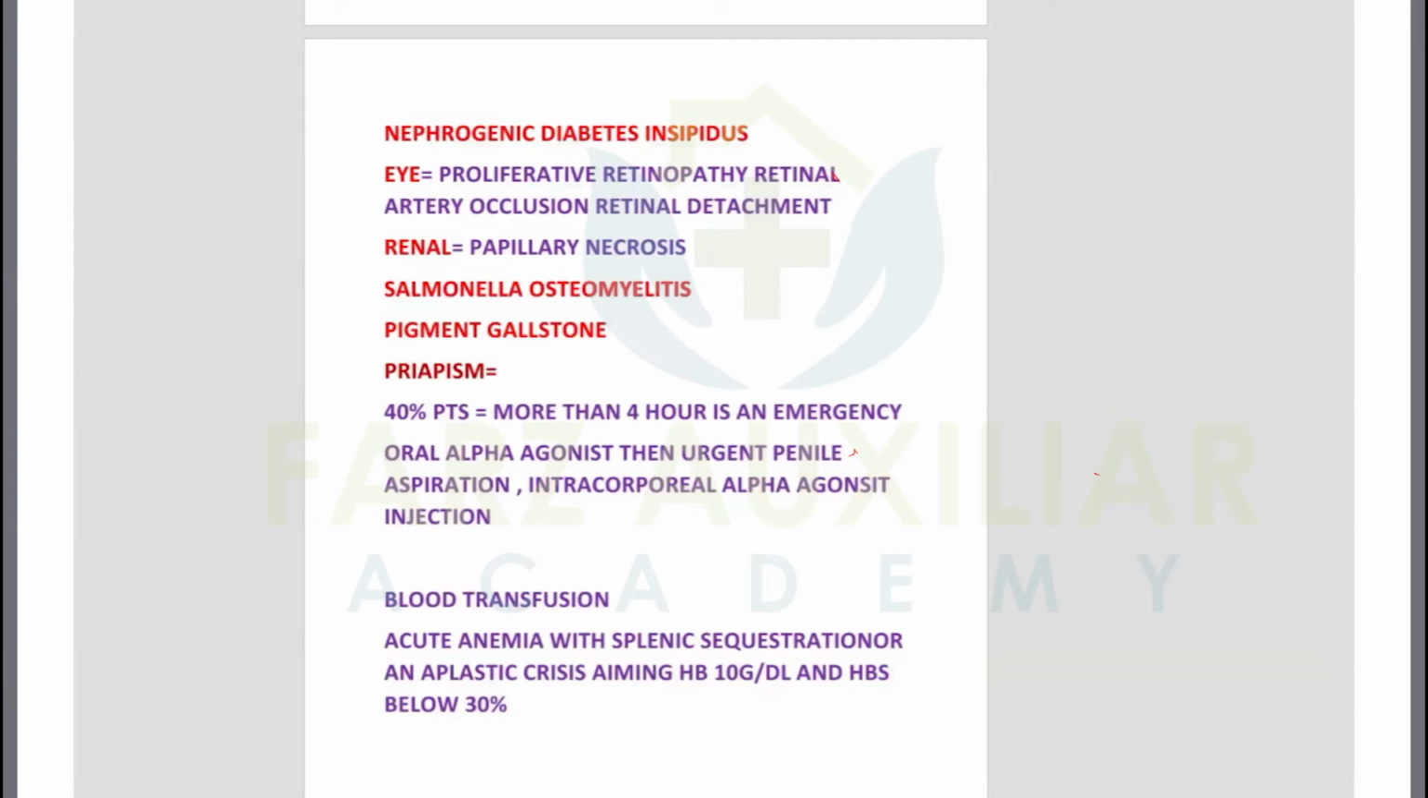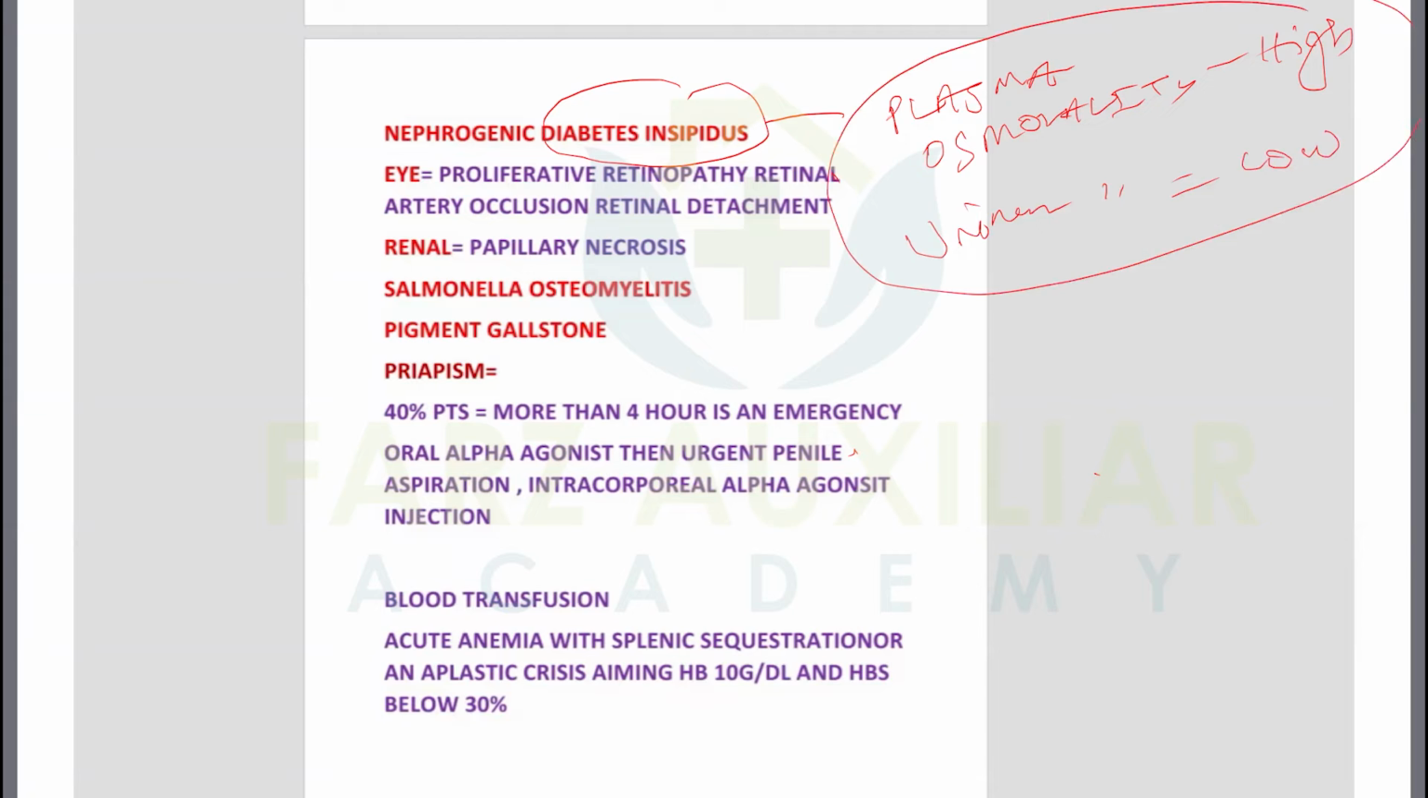Okay, some complications can happen, like nephrogenic diabetes insipidus. How can you diagnose diabetes insipidus? You should diagnose diabetes insipidus only by plasma and urinary osmolarity. So for diabetes insipidus, you should remember a rule so that you can remember it, not to get it biased. That plasma osmolarity is high after water deprivation, and urine osmolarity will be low. So high-low rule, you can apply high-low in diabetes insipidus.